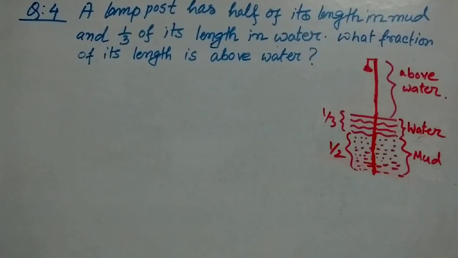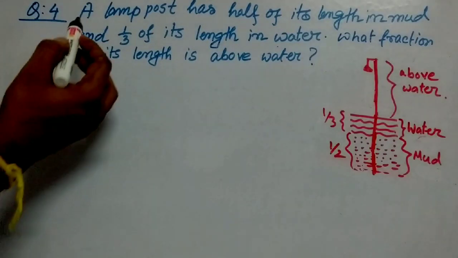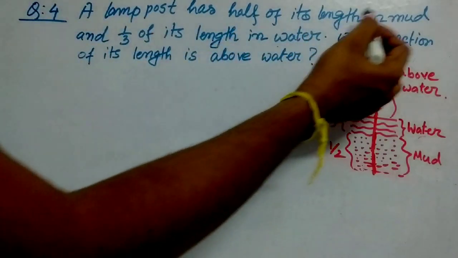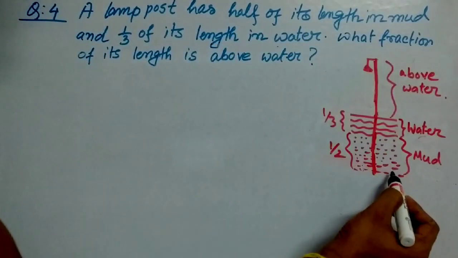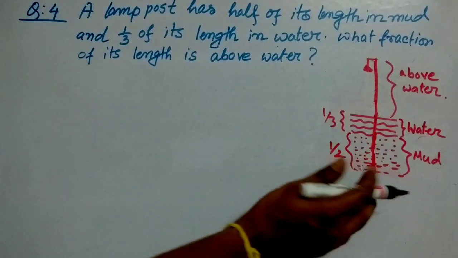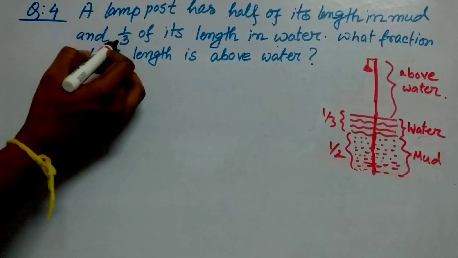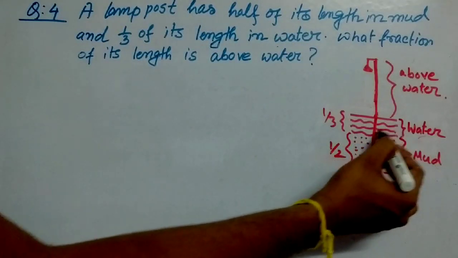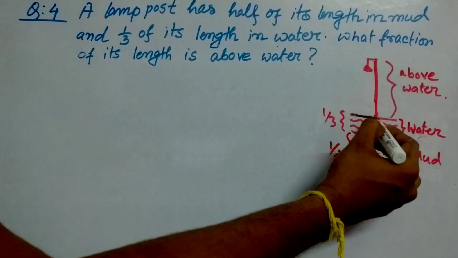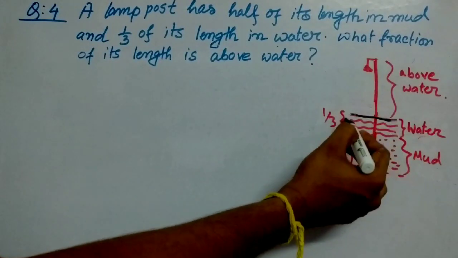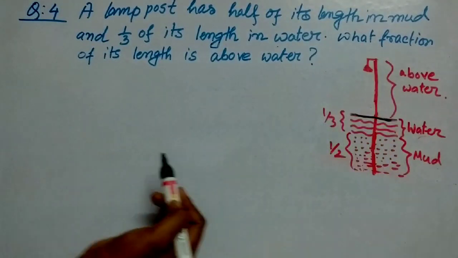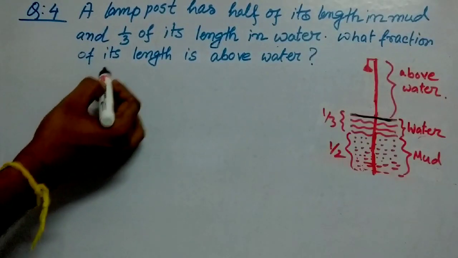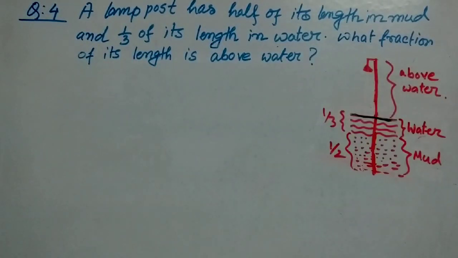Okay, now see the question and the diagram carefully. A lamppost has half of its length in mud. So this is the mud. So half of its length is in mud and 1/3 of its length is in water. Now this is water, okay, and this is the ground level. This is the ground level. So this portion is in water. Okay, so what fraction of its length is above water?